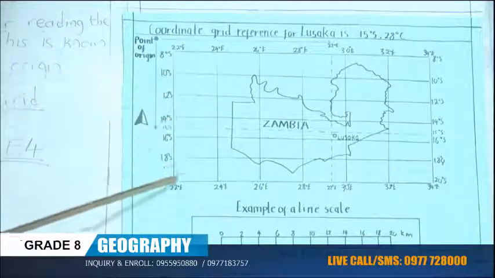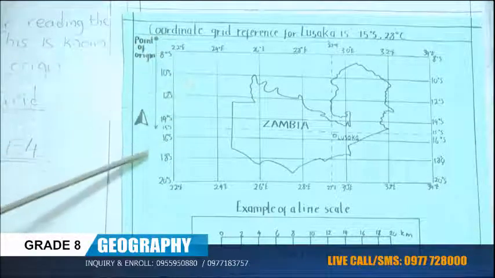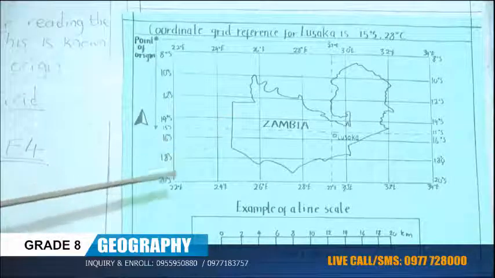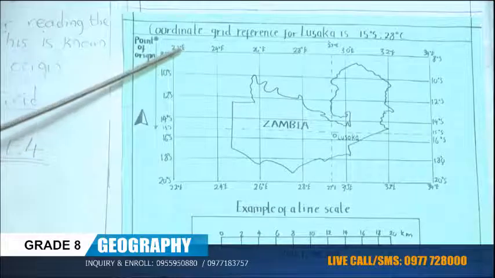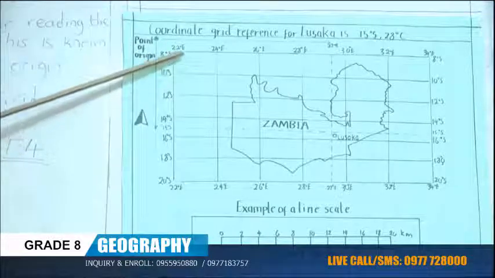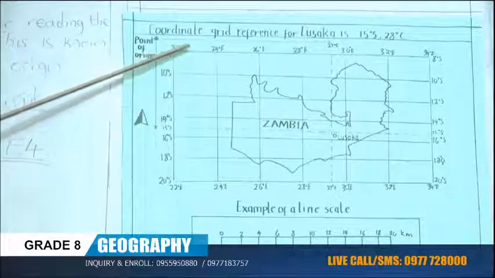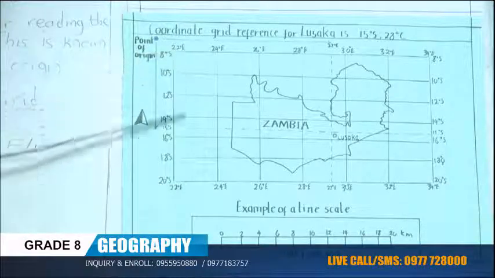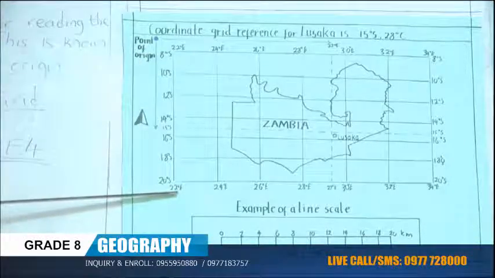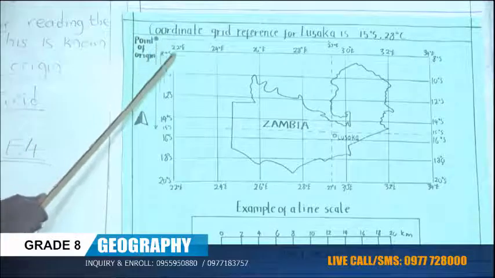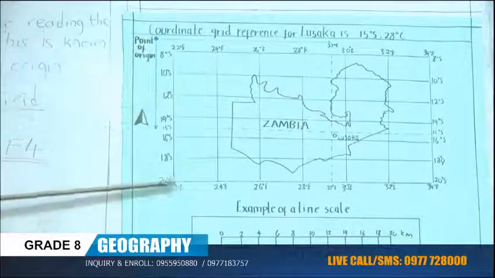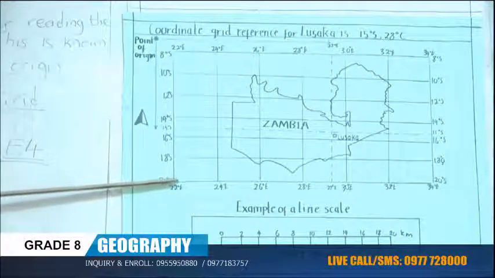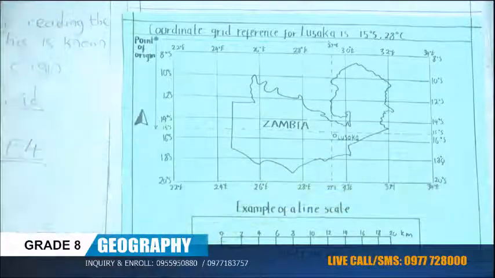If you can see clearly here, we have these points. This is 22 degrees east. Even here, this one, 22 degrees east. The top and the bottom lines, but the ones on the sides, this and that, I'll read them for you differently.